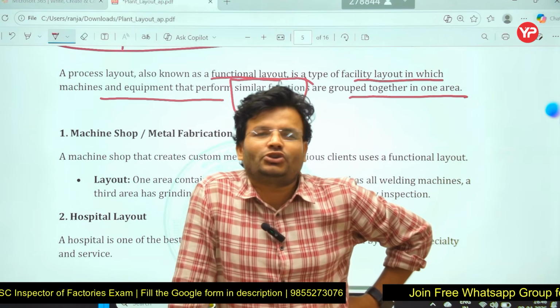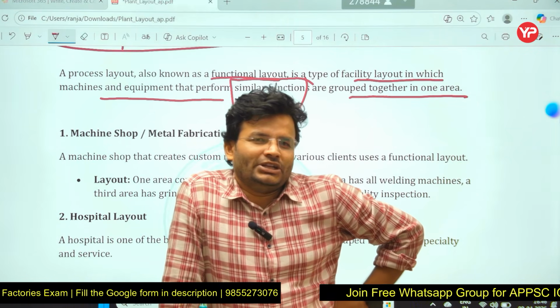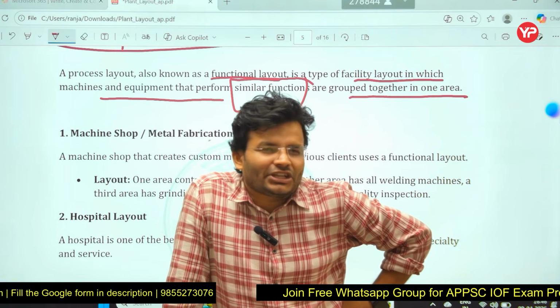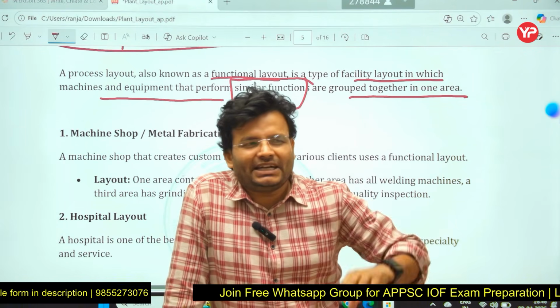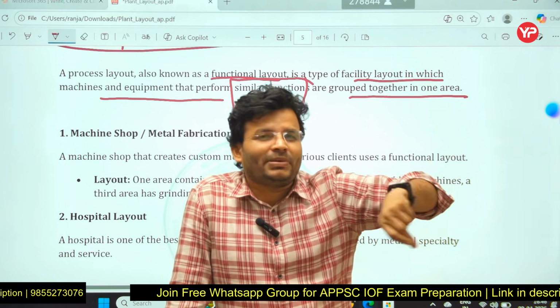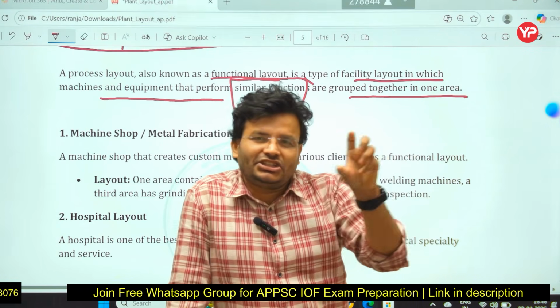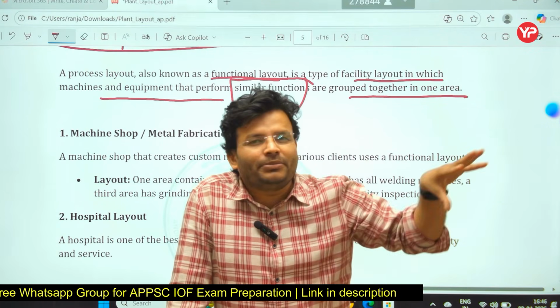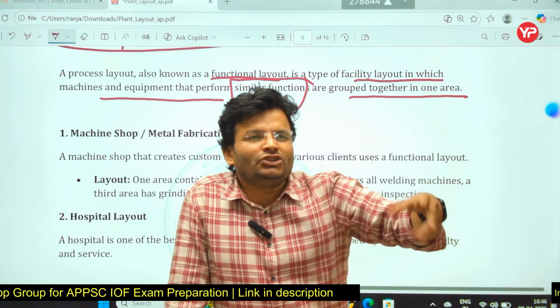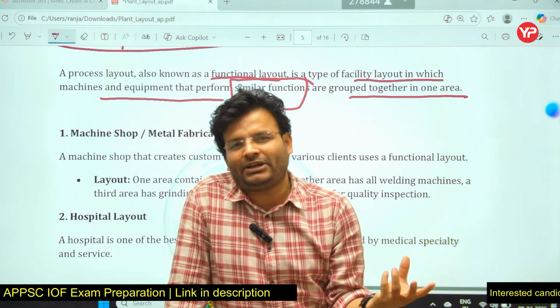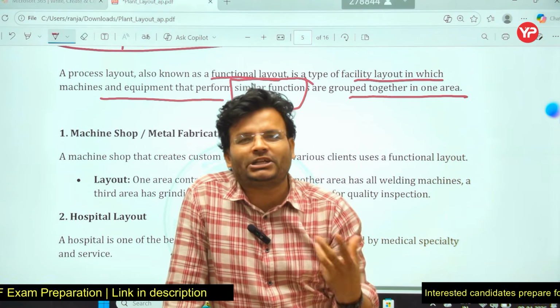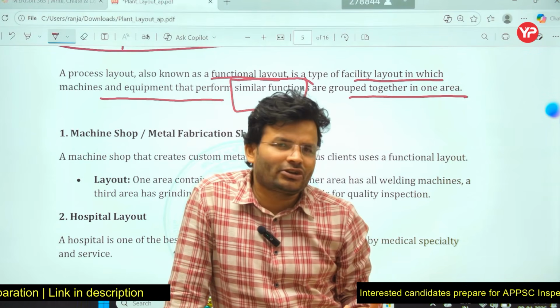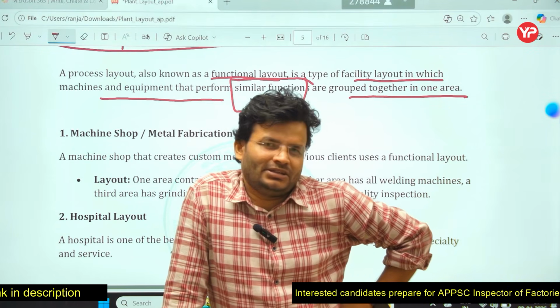Suppose, my dear friends, you talk about your college or university. You might remember that this is the mechanical department, so all mechanical things happen there. This is the electrical department, all electrical things happen here. This is the computer department. So there is no need to follow any sequence. If you are a computer background student, you go directly to the computer department. If you are from a mechanical background, you go directly to the mechanical department, right?